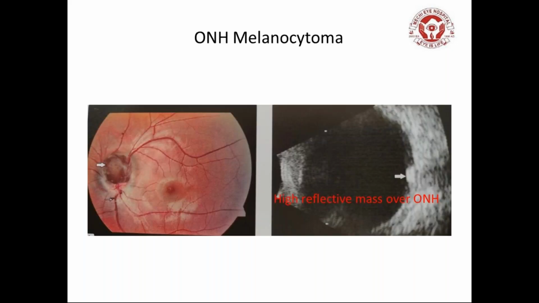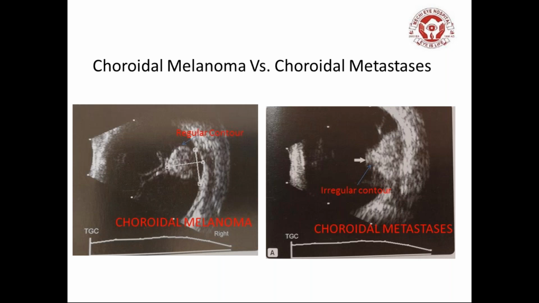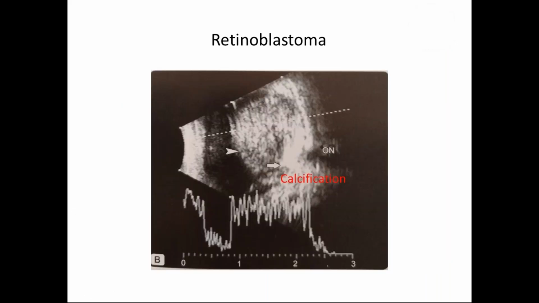Now, in case of choroidal melanoma and choroidal metastasis, in both cases the mass looks mushroom-shaped or collar button-like. But in choroidal melanoma, the contour is regular, and in choroidal metastasis, the contour is irregular. We find a high reflective mass with calcification in retinoblastoma, and in retinoblastoma we can find leukocoria in the anterior segment.